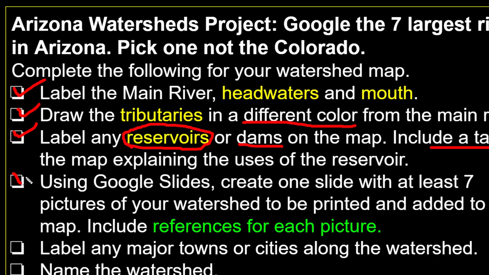Using Google Slides, create, and I'll show you how to do this, one slide with at least 7 pictures, or more if you want, from your watershed. These are pictures, not maps. These are going to be printed and glued onto your map. Make sure you include a reference for each picture. And then label any major towns or cities along the watershed and name the watershed itself.